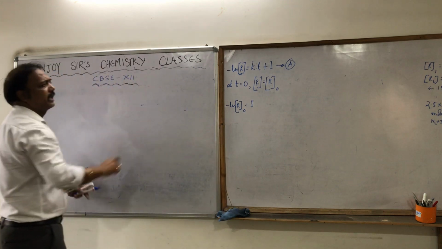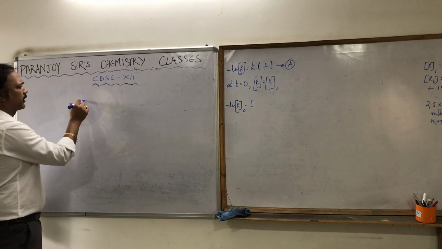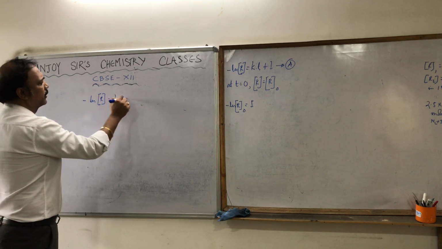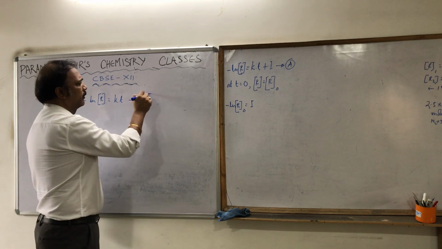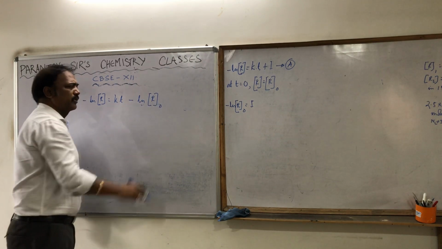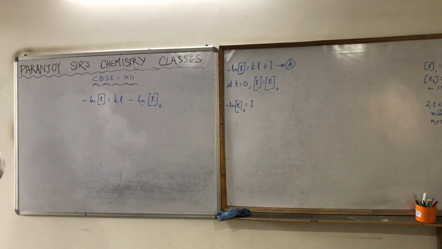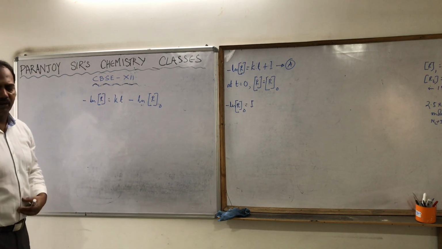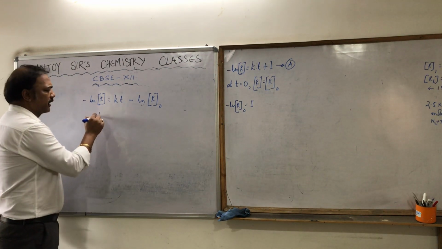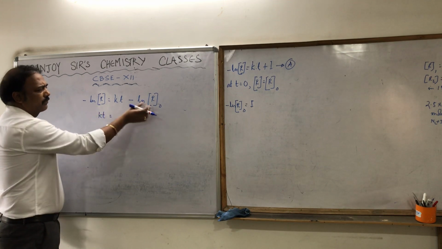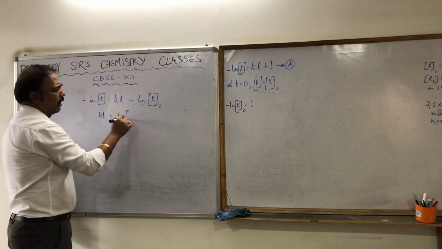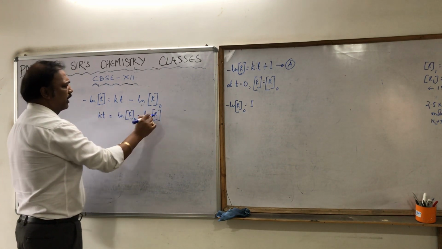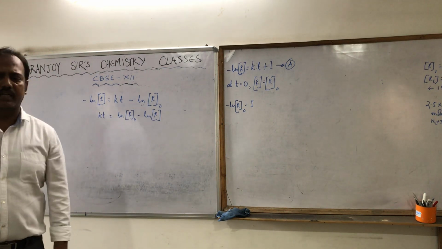If we put the value of I in equation A, we get minus ln R equal to kt minus ln R0. In place of I, we are just writing minus ln R0, nothing else. So that is the equation we get. Our intention is to find the expression for k. Just by rearranging, can I write kt equal to ln R0 minus ln R? Yes, kt is equal to ln R0 minus ln R.